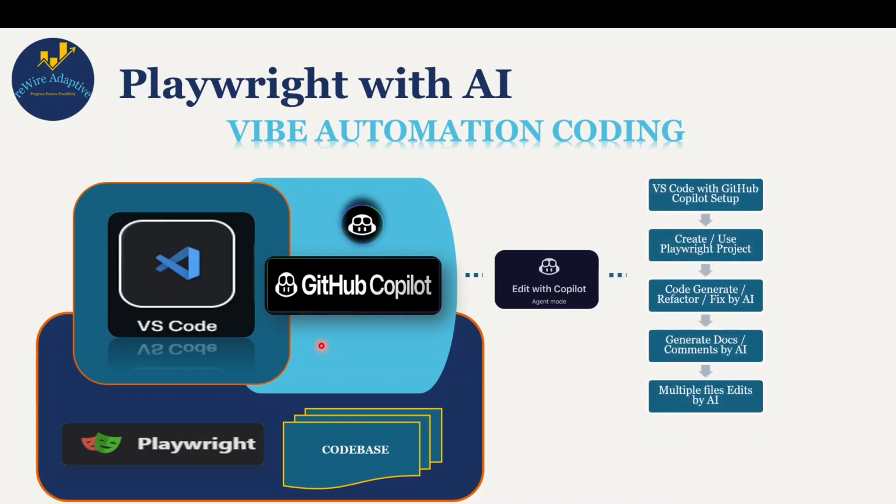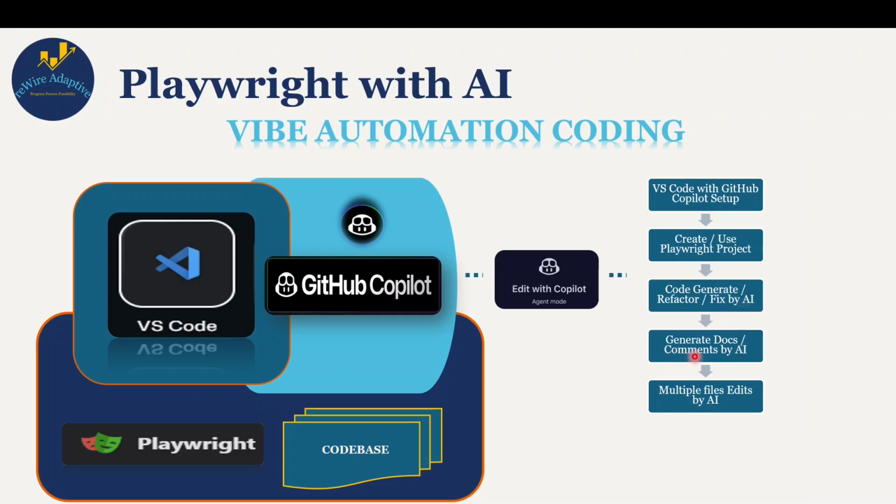So what is the sequence that we have to follow while we are working on any of the AI assistants, specifically on the automation side? VS Code with the GitHub Copilot setup first, anyway, setup is mandatory that we have to do, and then use a Playwright project. You either have to create a fresh project, or open an existing Playwright project. And code generate, refactor, fix by AI. Either you have to generate, or refactor existing code, or fix a particular error.